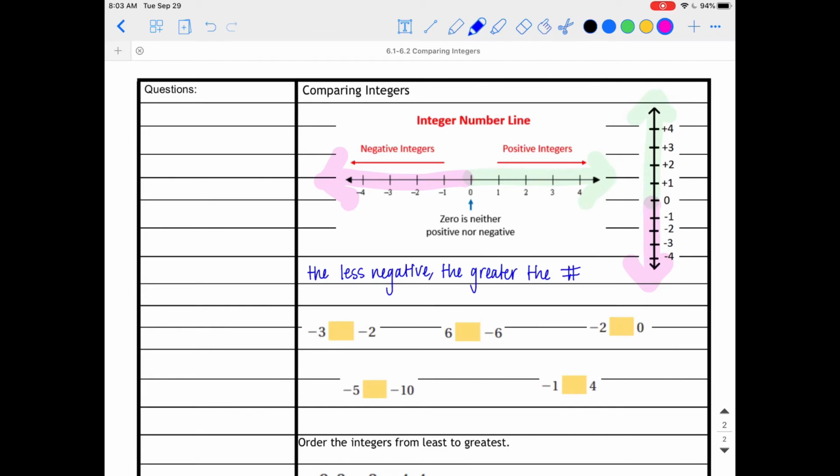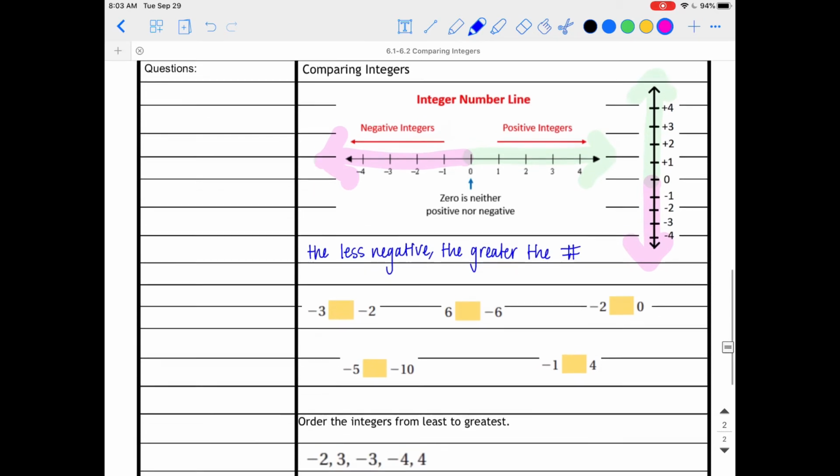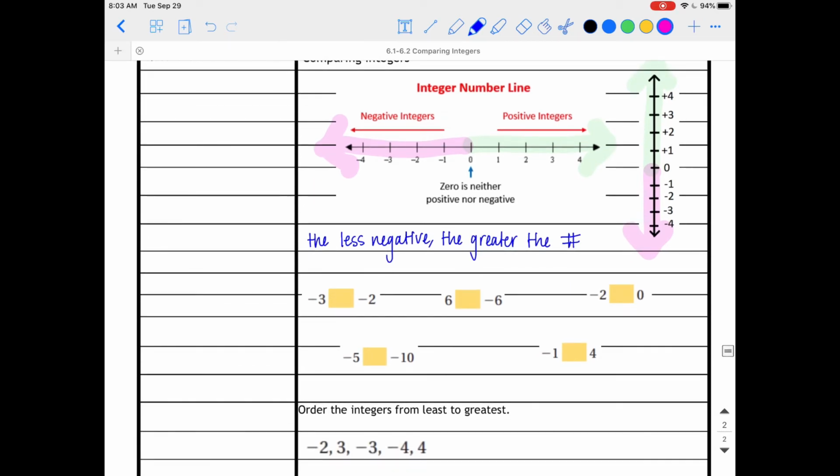Okay, so now let's actually try comparing these numbers. So in this case, we have -3 blank -2. So we're going to use the greater than, less than, or equal to signs here. So -3 and -2. When we look above over here on the number line, we could see that -3 is more to the left than -2, which is right here. And also remember, the less negative, the greater the number is. So in this case, remember, our mouth always wants to eat the bigger value. In this case, -2 is the bigger value. Remember, it is greater. The less negative, the greater it is.